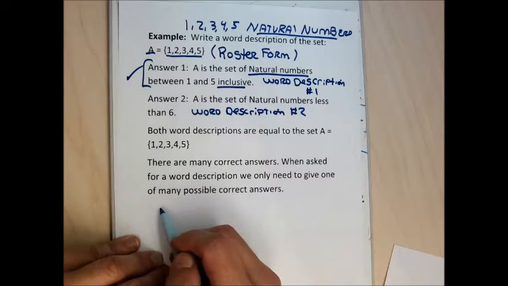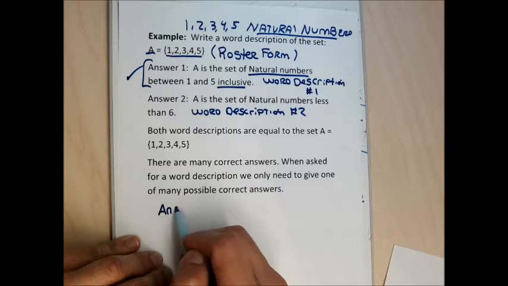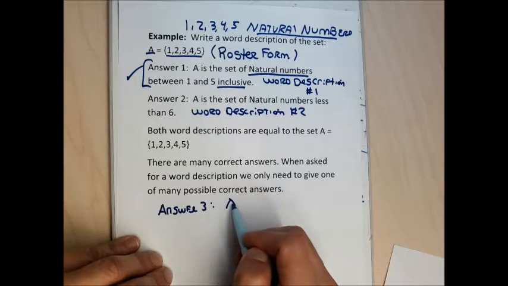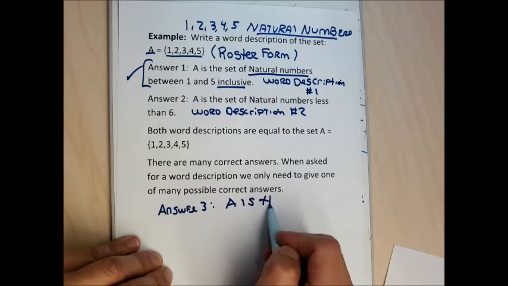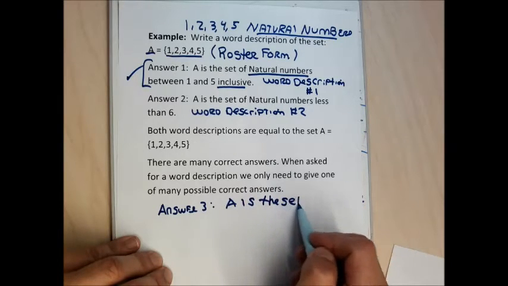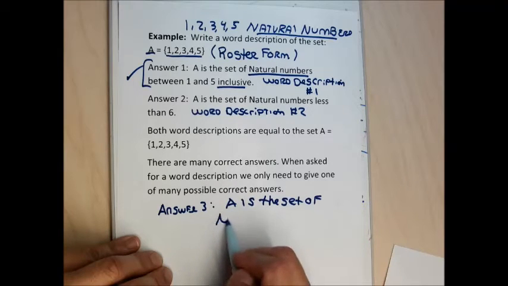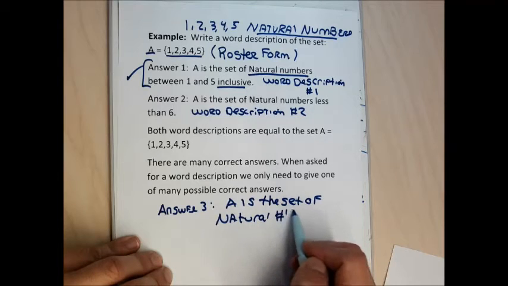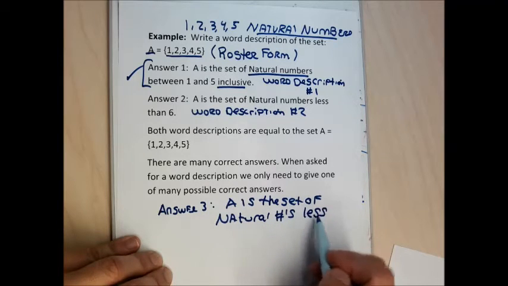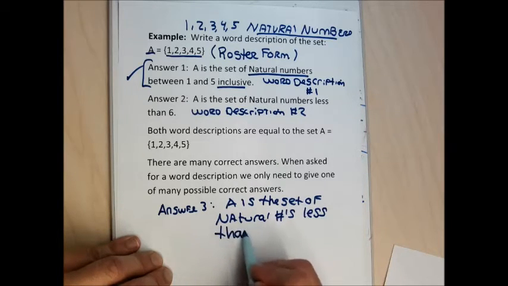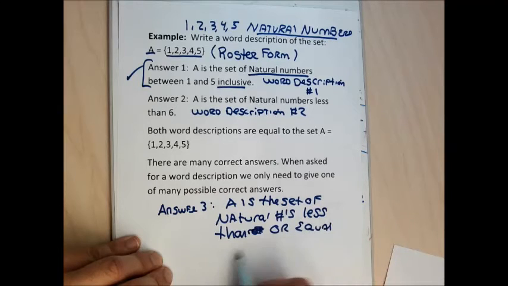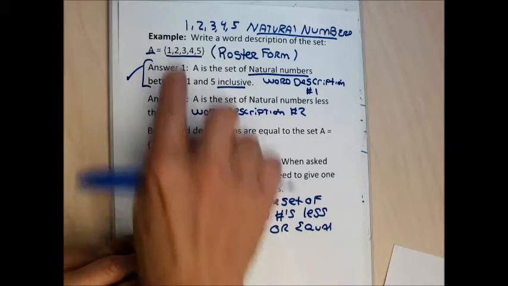Another way to say this, I could do an answer 3. I could say A is the set of natural numbers less than or equal to 5. That also means numbers 1 through 5.